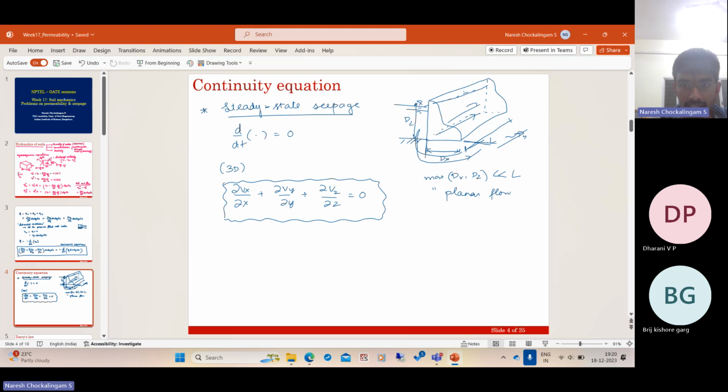So under these assumptions, we consider the 2D version of the continuity equation. We are looking at everything in a plane. So instead of considering the entire 3D object, we take a section of the dam like this. Let me use a different color. So you consider a section of a dam like this. Let us call this ABCD, and you analyze only this portion.